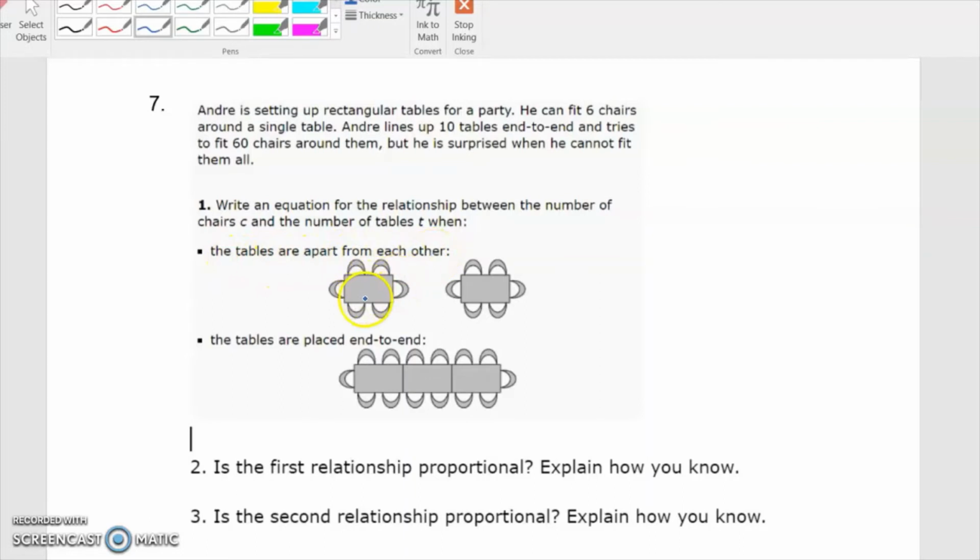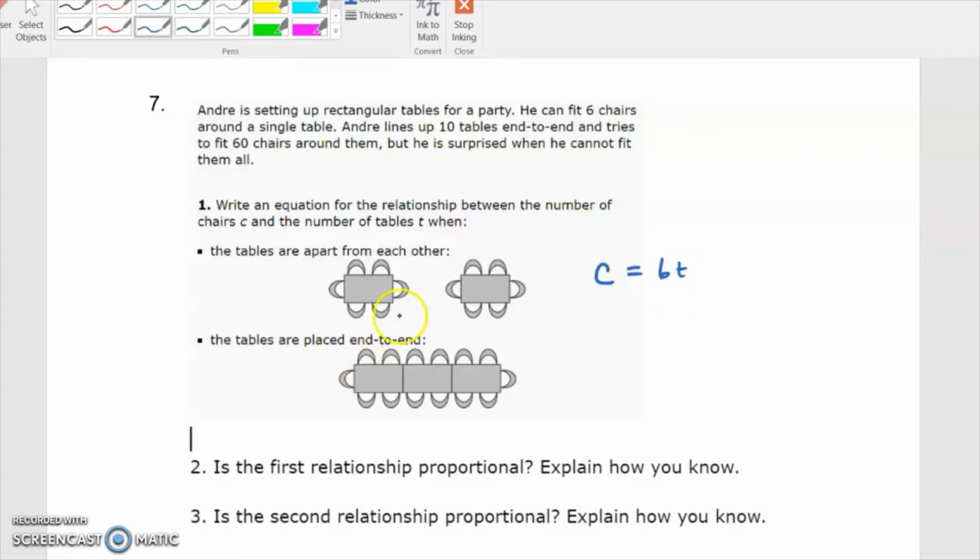So here it looks like when the tables are apart, I can fit 6 chairs at each table. So I'm going to use C for chairs and T for tables. The number of chairs that I need is equal to 6 times the number of tables I have. So for example, if I had 2 tables, I would take 6 times 2, that would give me 12. That would tell me I need 12 chairs.